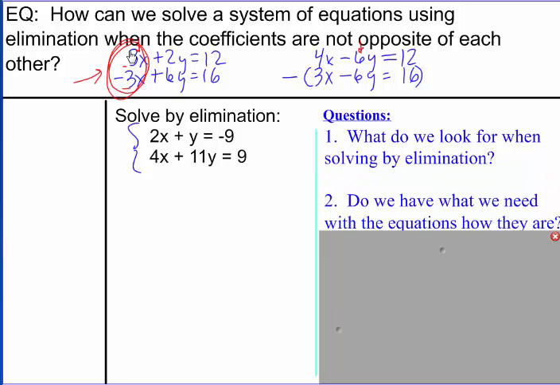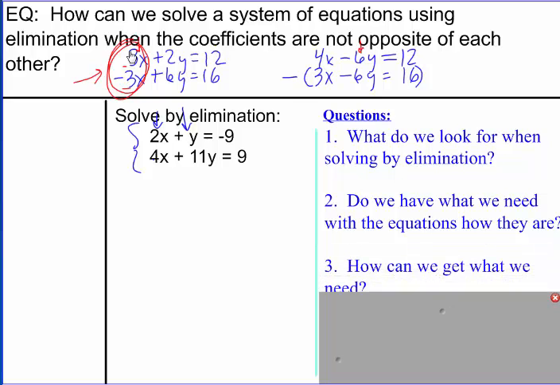So positive 3, negative 3, so that they will cancel out. So then the next thing we have to think about, okay, looking at these equations, do we have what we need with the equations, how they are? So if I look here, I have a 2 and a 4. Well, they're not even the same number and they're not opposite of each other. Look here at the y, I have a 1y and an 11y. So again, they're not the same and they're not opposite of each other. So it has to be the numbers in front of the variables that we're looking at.